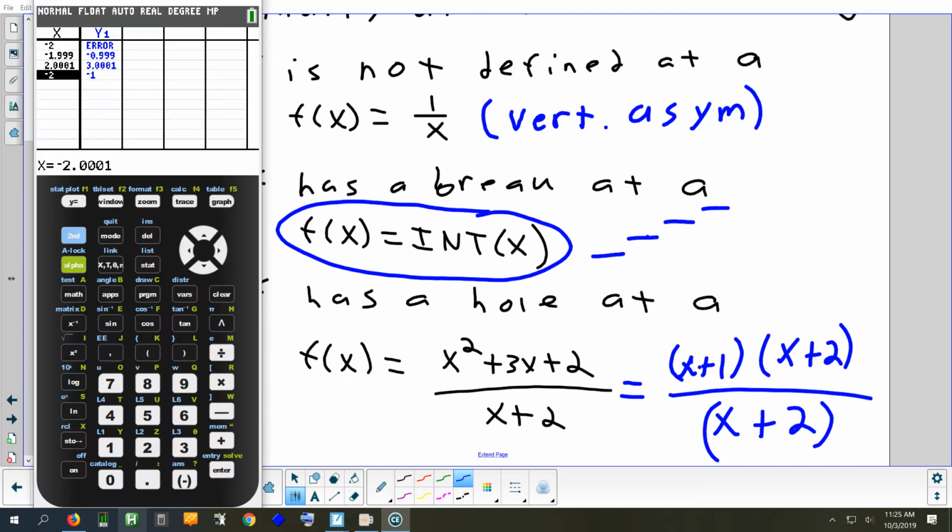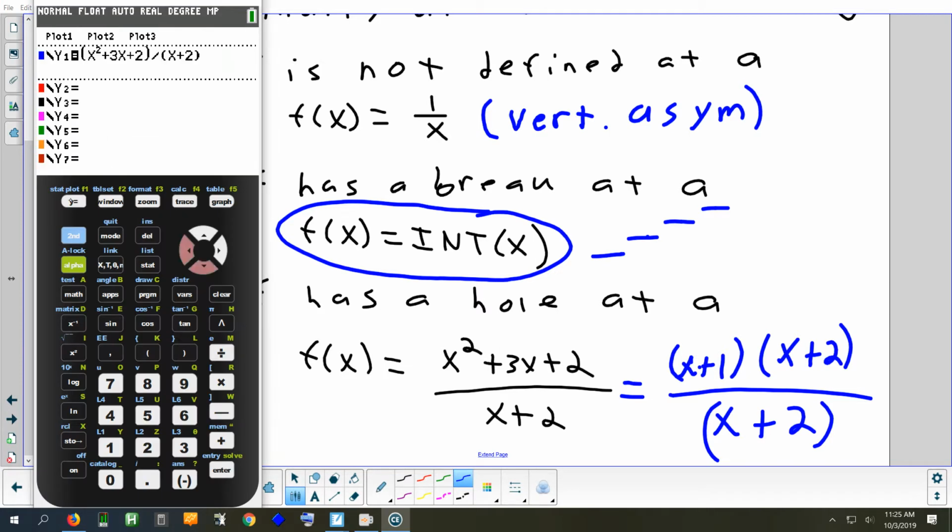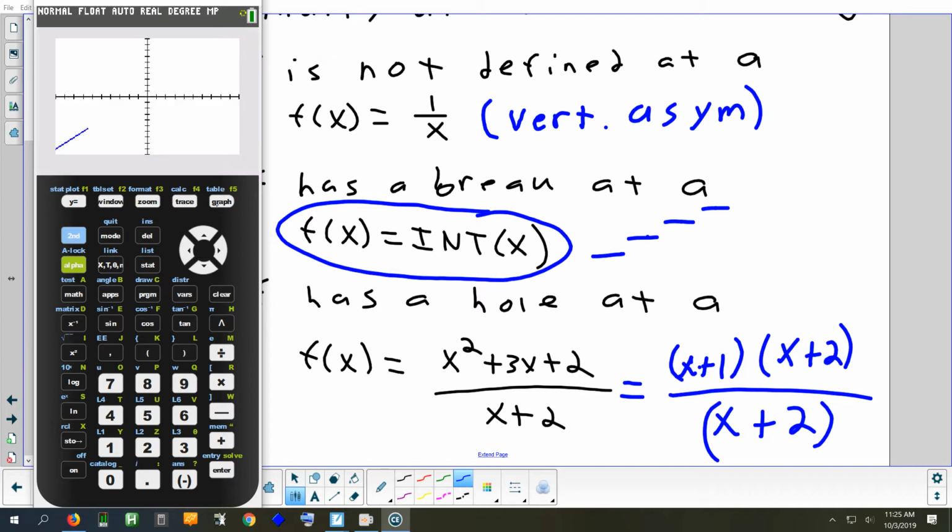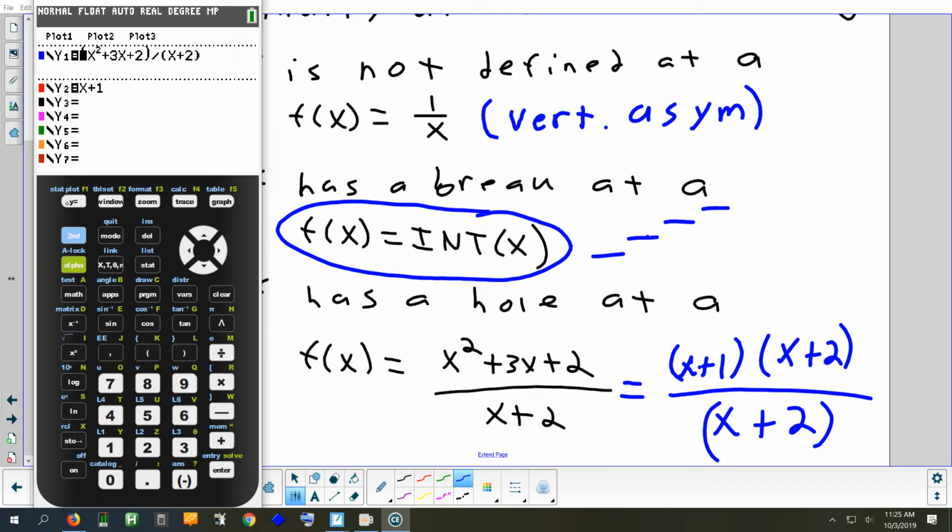So as Elias just said, basically it's almost like the x plus 2's cancel out, and really what you're graphing is this, x plus 1. So watch what happens if I hit graph, because the blue graph, you'll see the blue one first. Now watch the red one. They look exactly the same, but they're not. The one in blue has a hole in it. The one in red does not.